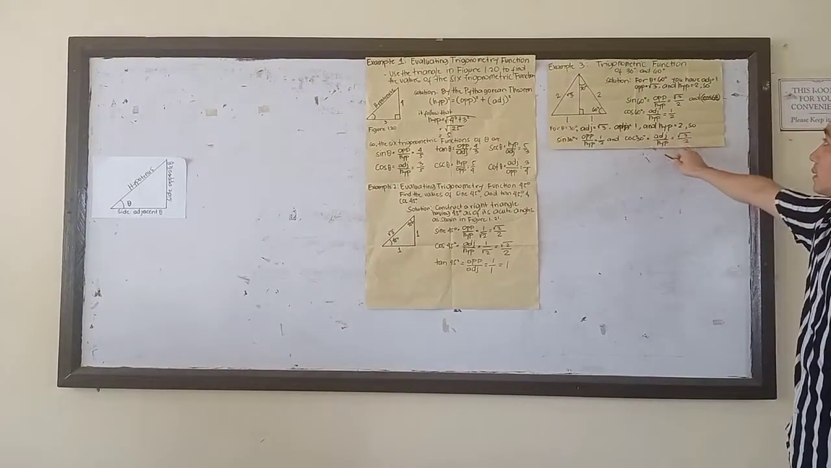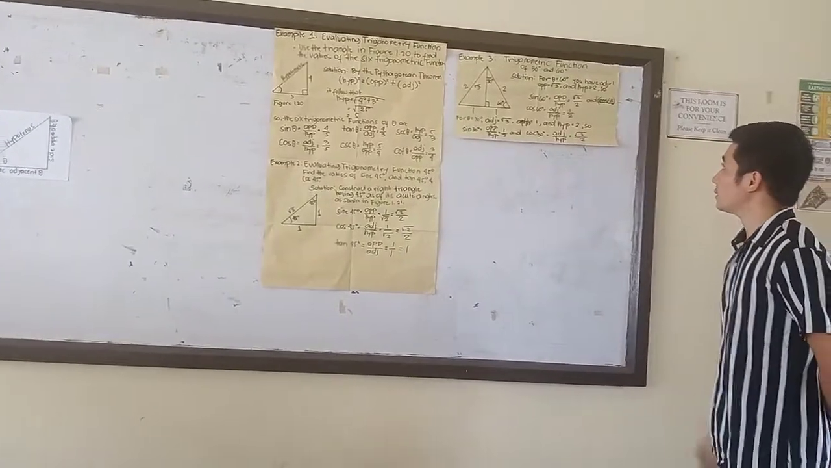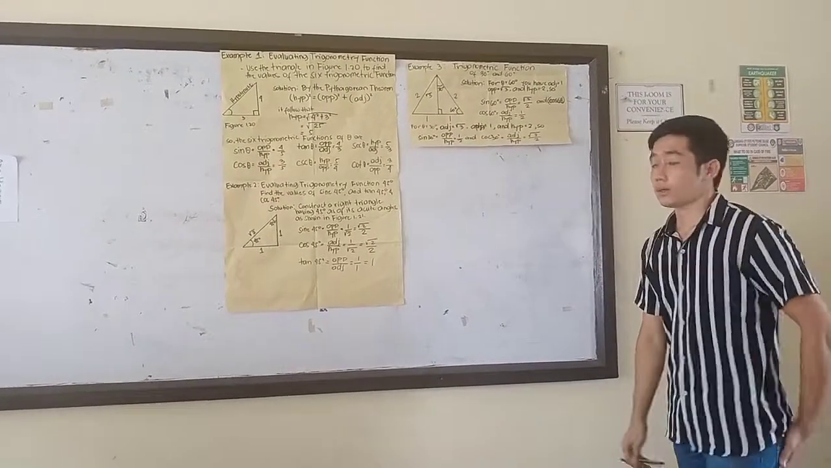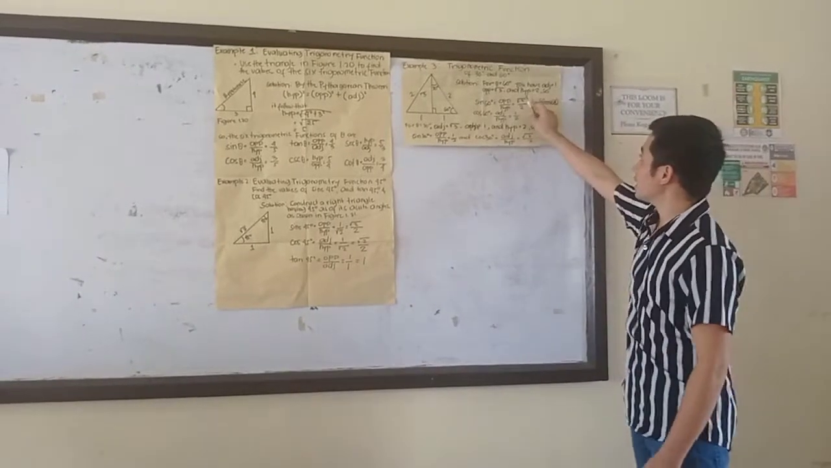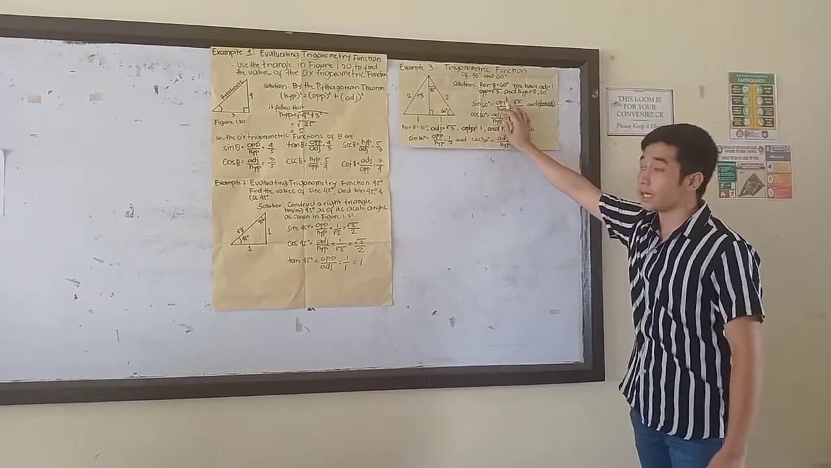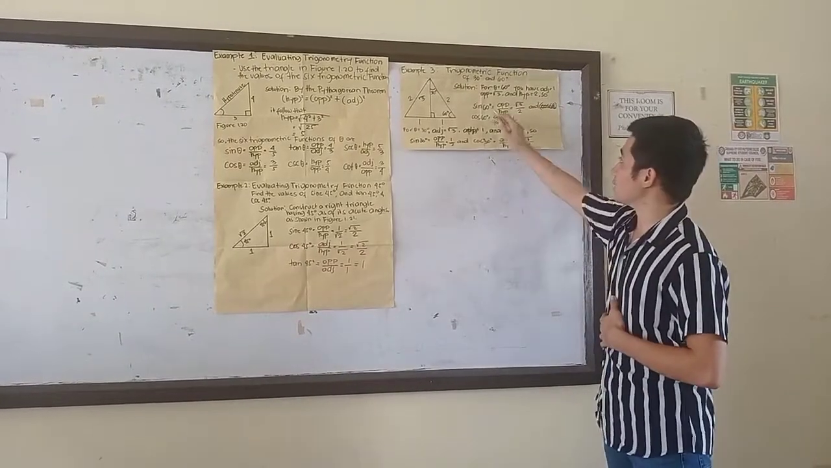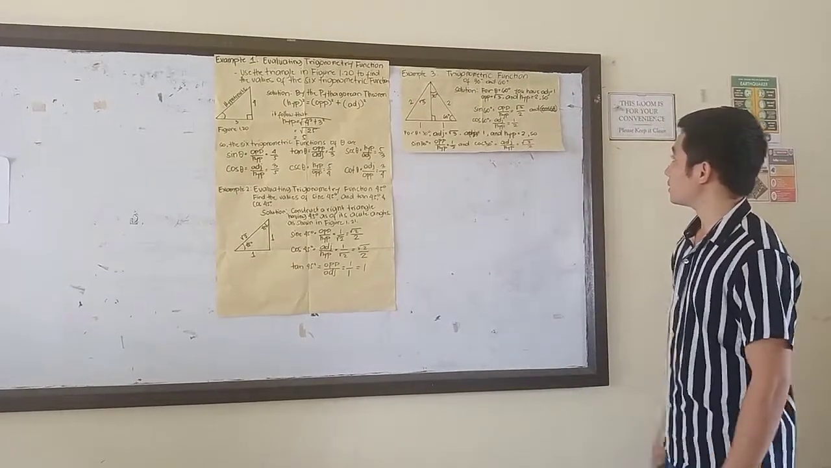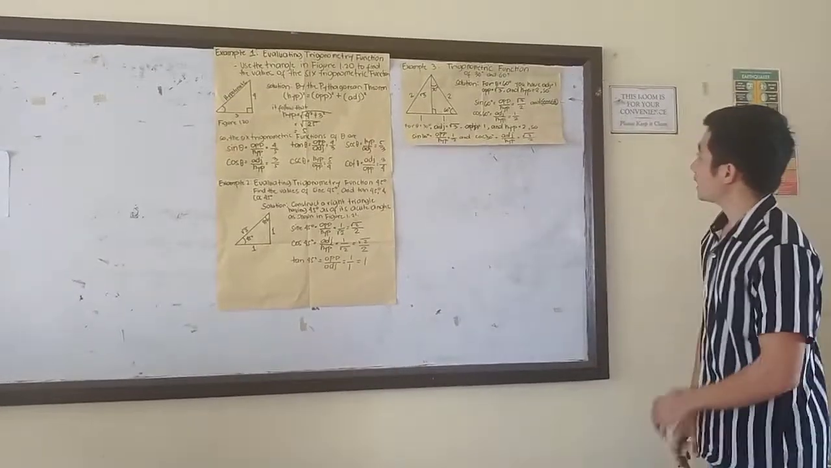Next, for our example 3, we have the trigonometric functions of 30 degrees and 60 degrees. We have the figure here. For theta equals 60 degrees, adjacent is 1, opposite is square root of 3, and hypotenuse is 2. So sine 60 degrees equals opposite over hypotenuse, equals square root of 3 over 2.